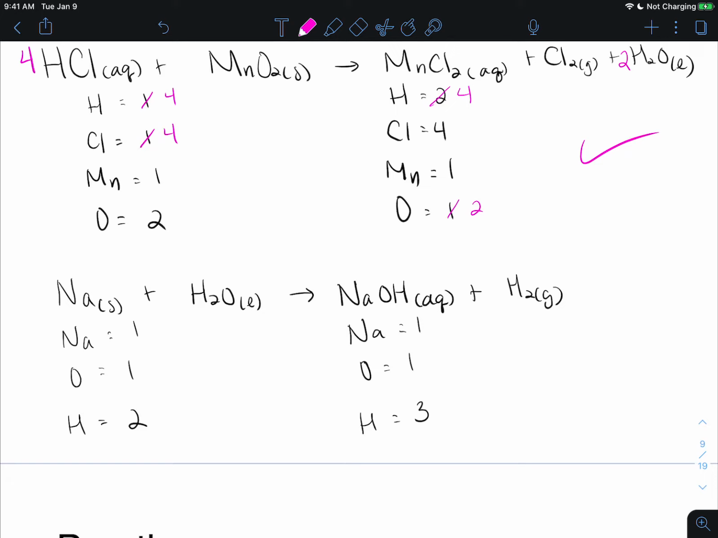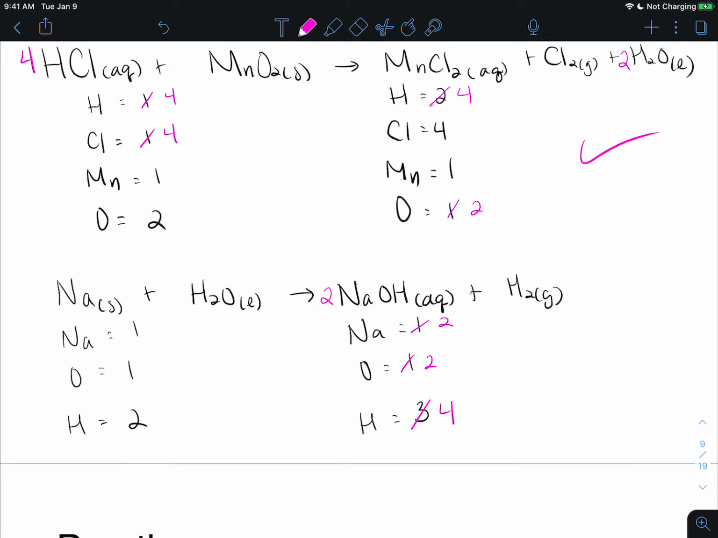Okay, so let's see what we're going to do. Start out with sodium. Sodium's good. Oxygen's good. Hydrogen is unbalanced. Now, we see on our right side we have an odd number. On our left side we have an even number. So usually what I'll do is I'll first even it out. So I'll add a 2 right there to even out those hydrogens, giving me a 4 right there. That'll also change this to a 2 and this to a 2.